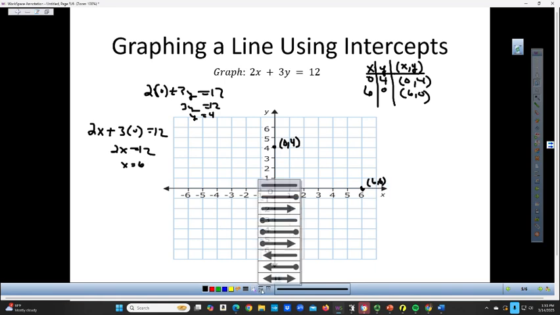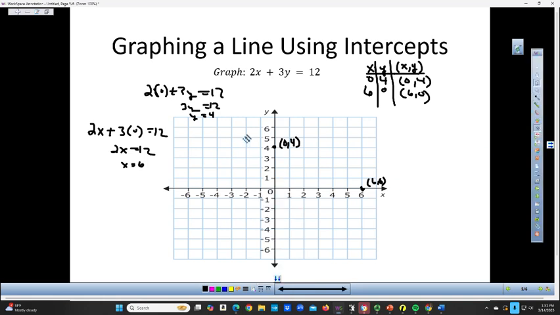And now I can go ahead and plot this line because I have 2 points, right? So I'm basically going to go right through there. Okay, and notice the arrows on the end, because there's infinite solutions for this equation. So the arrows just represent that this line is not going to stop. Okay, it's not going to stop.